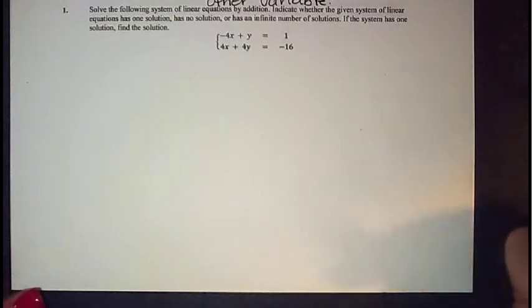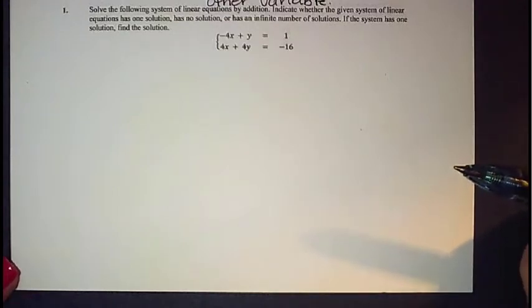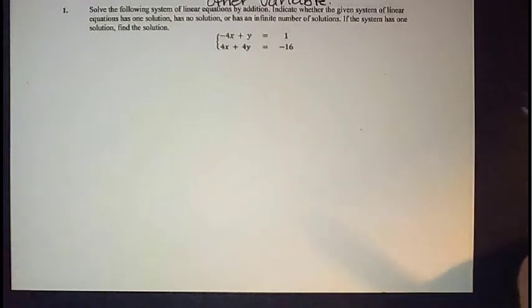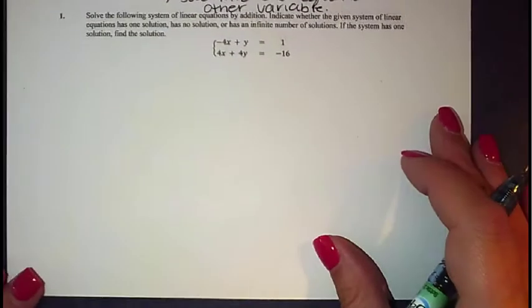Okay, so for our first example, you'll notice when you look at the problem, it doesn't look any different than what we were doing in 10.2, solving using substitution. So the problems look exactly the same. It's just the method that we're looking at. Again, we're doing our addition method, so we want to eliminate one set of the variables.